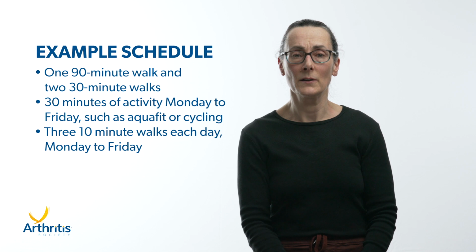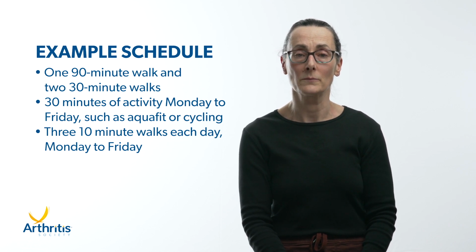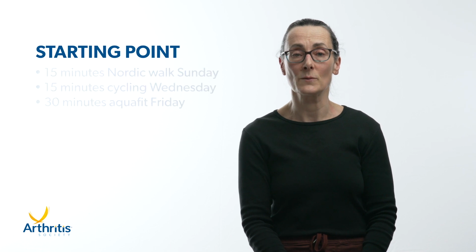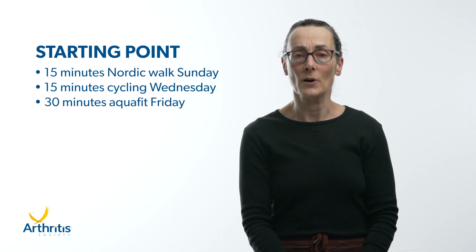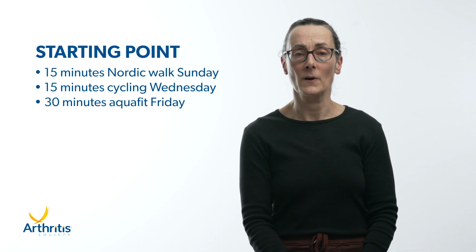For example, a 90-minute walk on Saturday and 2 other 30-minute walks. Or 30 minutes of exercise Monday to Friday, including aquafit 1 day, cycling 3 days, and 1 walk. Or Monday to Friday, a brisk 10-minute walk in the morning, at lunch, and in the early evening. If 150 minutes of activity each week is not a feasible starting point, you could try 15 minutes Nordic walking Sunday, 15 minutes Nordic walking Wednesday, and 30 minutes of aquafit on Friday.